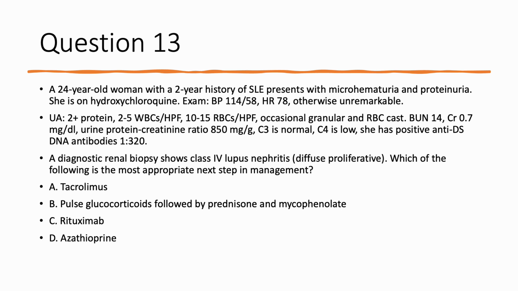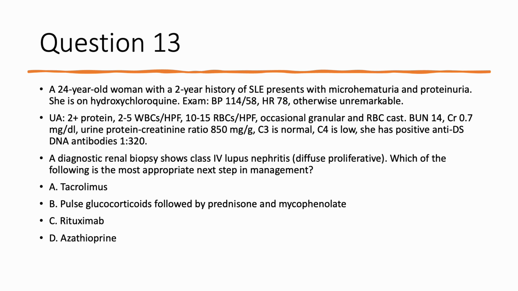BUN is 14. Creatinine is normal, 0.7 milligram per deciliter. Urine protein creatinine ratio is 850 milligram per gram. C3 is normal, but C4 is depressed, is low. The patient has positive anti-double-stranded DNA antibodies. The titer is high, 1 to 320.